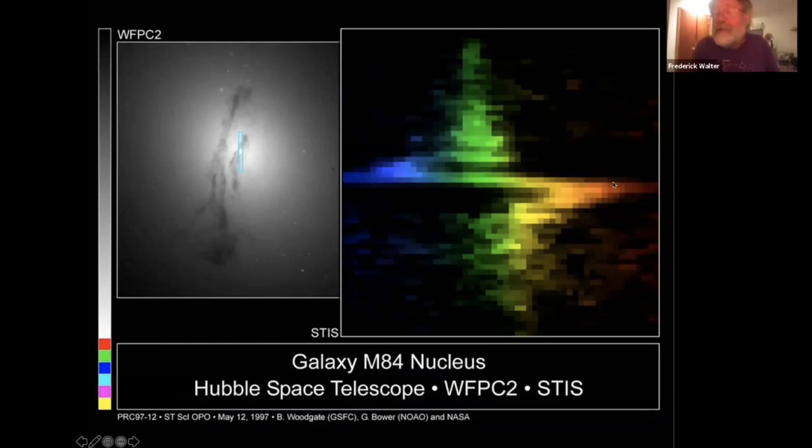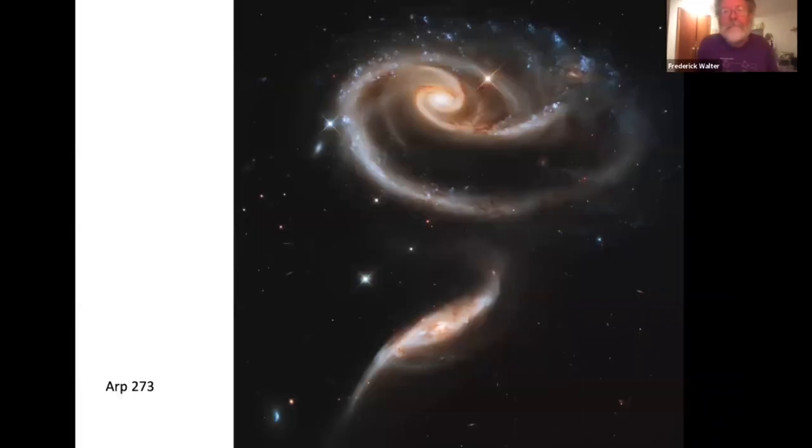There's a black hole in the center of this galaxy, and by measuring the velocity of the gas as a function of distance from the center, you can measure the mass of the black hole. This has a black hole that's about 1 billion times the mass of our sun, 1,000 times the mass of the puny little black hole in the center of our galaxy.